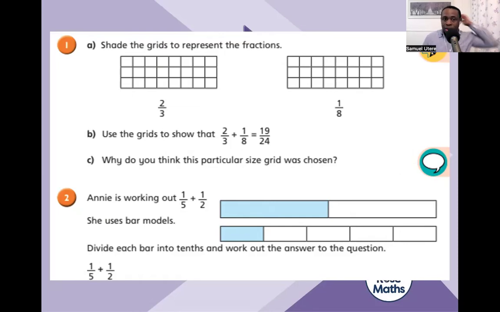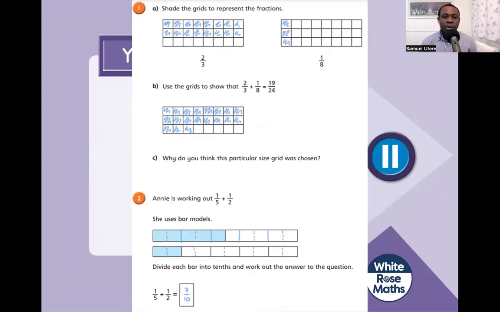Assuming you've paused the video and you've answered questions 1 and 2, here are the answers. So here you're asked to shade the grids to represent the fractions. Okay, by now you can see that we have 3 rows. So when you're asked to shade 2/3, just shade 2 rows. Here you can see you have 8 columns. So when you're asked to shade 1/8, you shade 1 column.